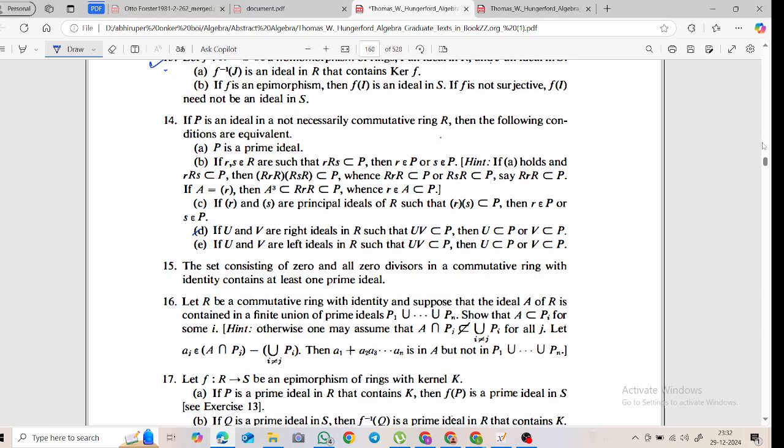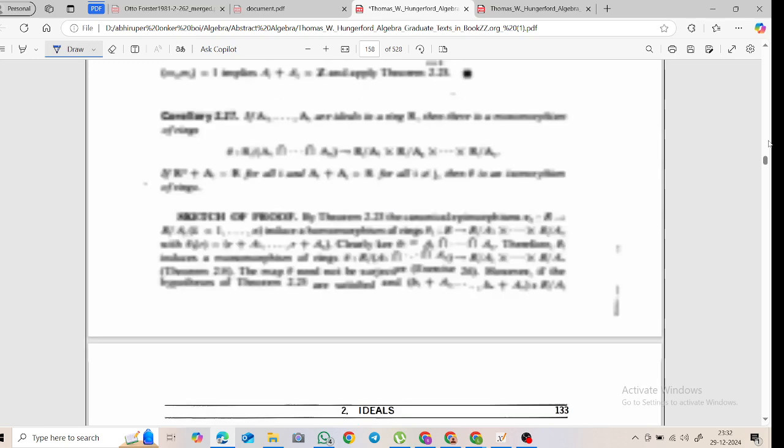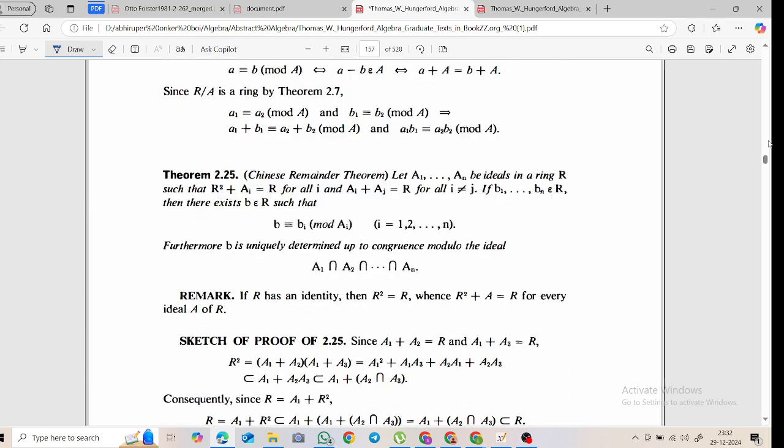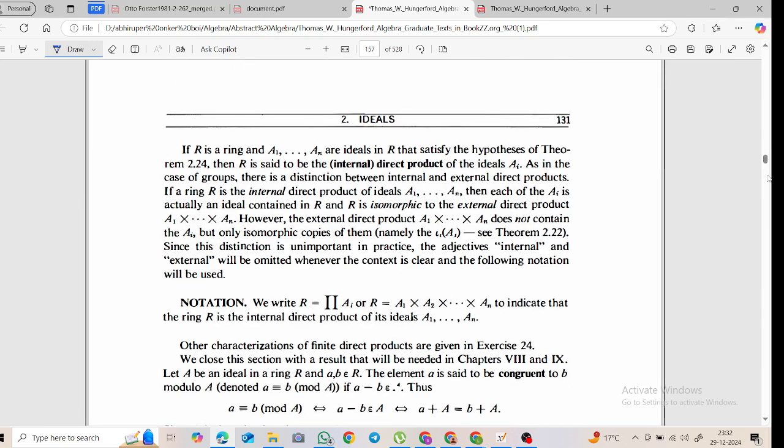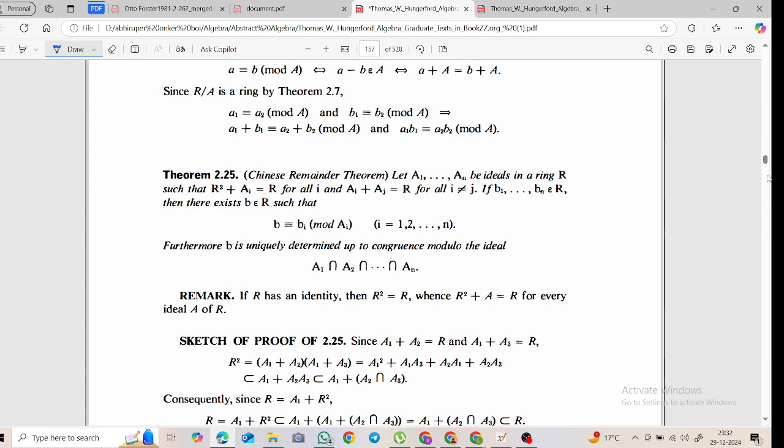So how was a prime ideal defined here? Oops, the Chinese remainder theorem was there, right?